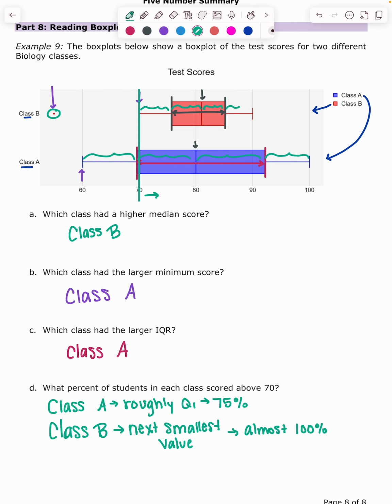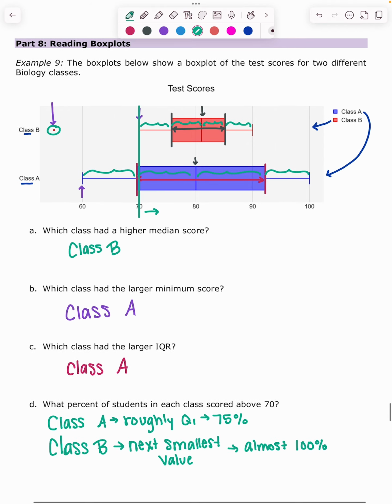If we didn't have that outlier, it would be 100% of the students. But because we do have this outlier, we know that there's at least one student that did not score a 70, so it's almost 100%, but not quite. So that is just a quick example of how we can read these box plots with an example data set.